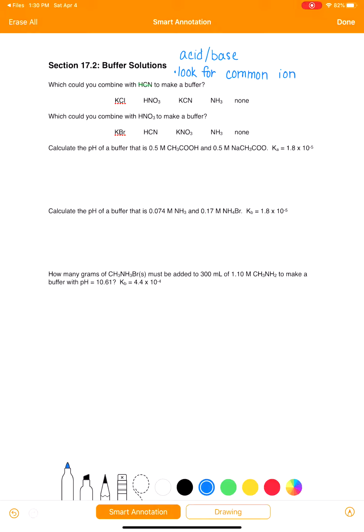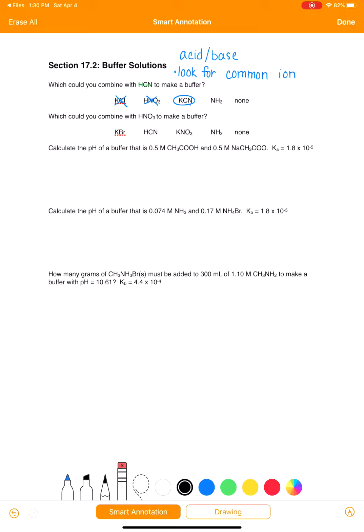KCl does not have a common ion, so that's a definite no. The next one, HNO3, you do see the common hydrogen ion, but remember that strong acids are not allowed, so that guy gets crossed off right away because it's a strong acid. KCN looks good. It's not a strong acid or a strong base, and it has that common cyanide ion present. So yes, that looks great. Let's go with that. That's going to work. Maybe there's more options.